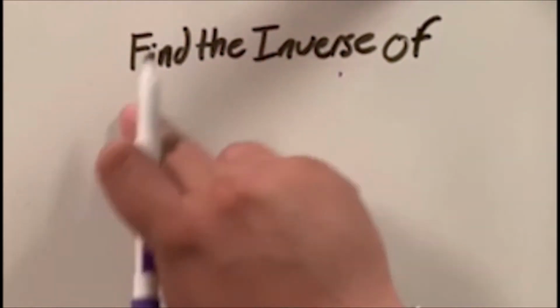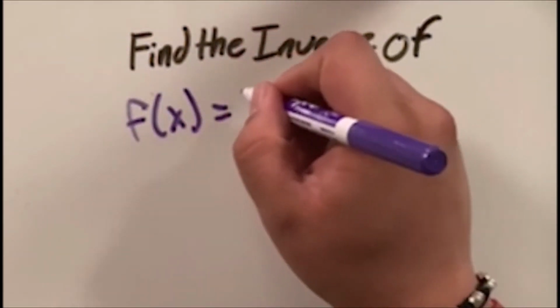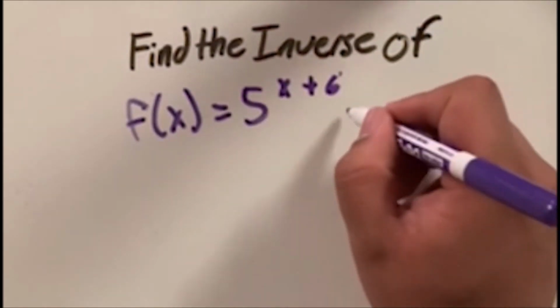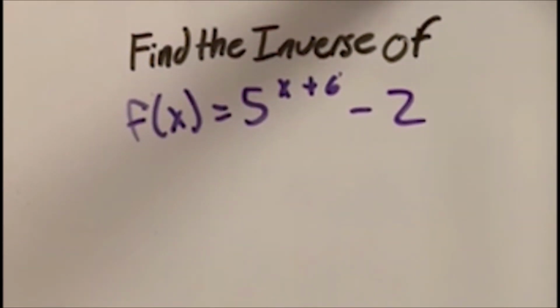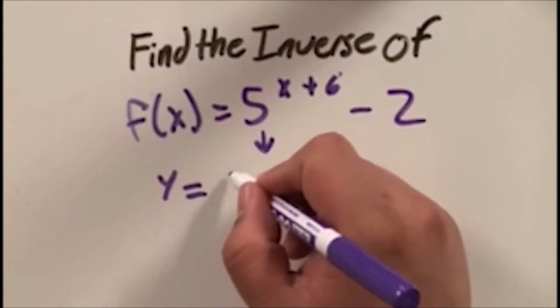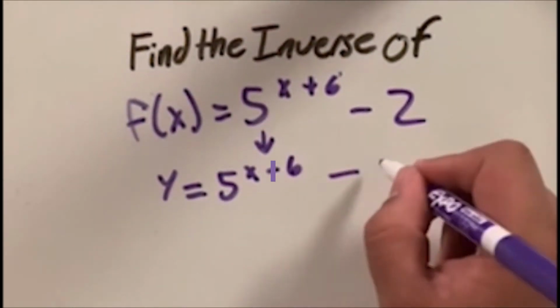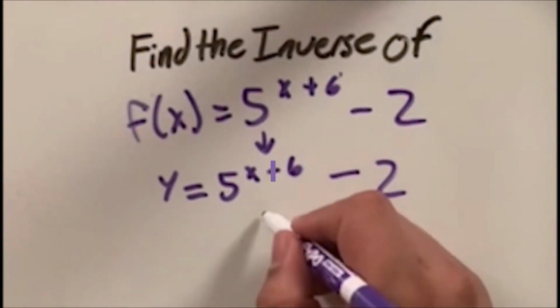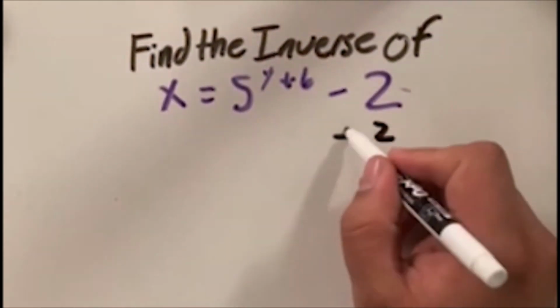Our next problem is find the inverse of f of x equals 5 to the x plus 6 power minus 2. We need to find the inverse of x. First, we change f of x into y. We do this because we need to solve for y. Then you flip x and y. Add 2 to both sides.